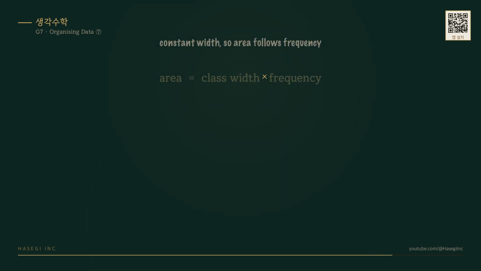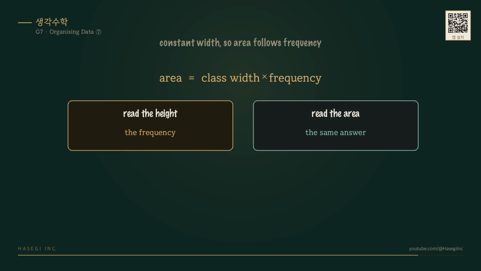So because the width is constant, the area follows the frequency exactly. That is why height and area give the same answer. Next time, what you get when you add up the area of every column at once.